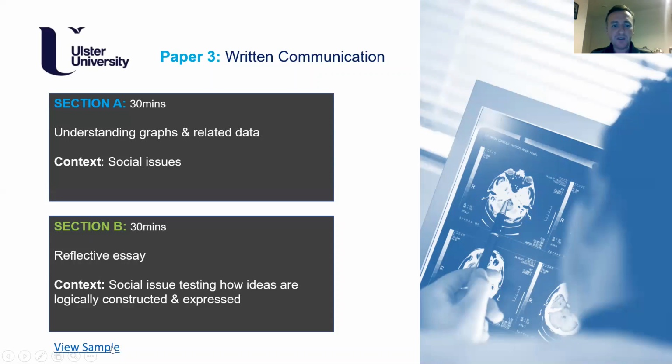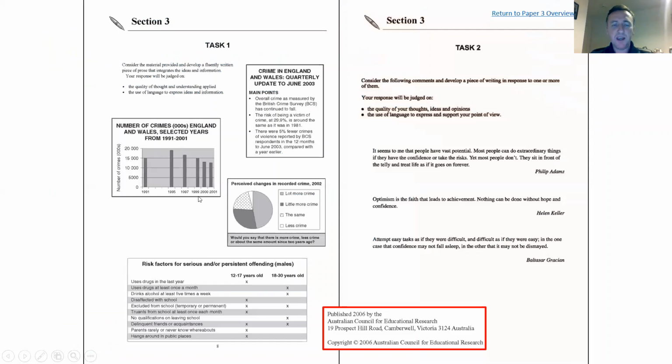So, examples of this one. Task 1 there on the left: you're given crime data for England and Wales over a 10-year period. So you can see how crime's been increasing, how it's been decreasing, social factors for that, risk factors of serious and persistent offending males.